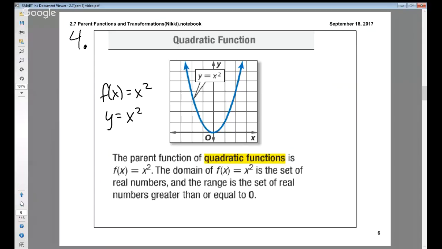Its function always looks like f of x is equal to x squared, or as an equation, y equals x squared. And its graph always looks like the U-shaped curve, which we call the parabola. And again, we've seen this one multiple times. This one's pretty easy to remember. And voila, that's the 4th parent function.